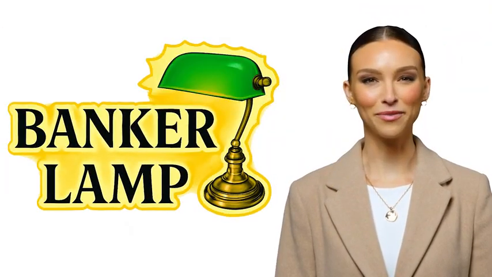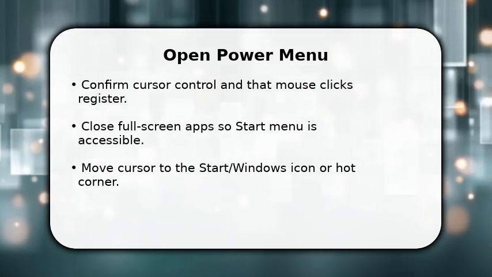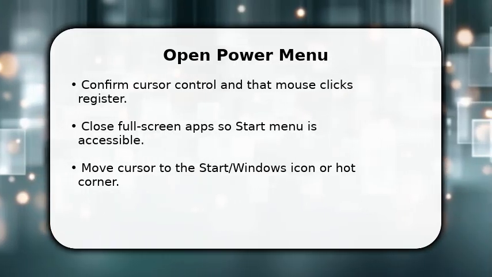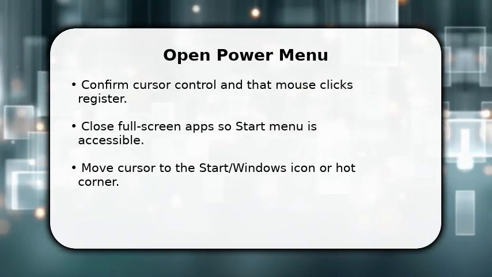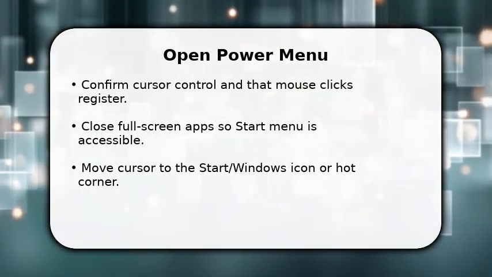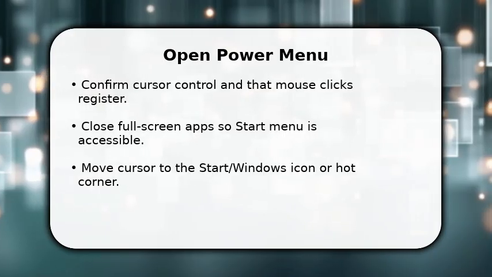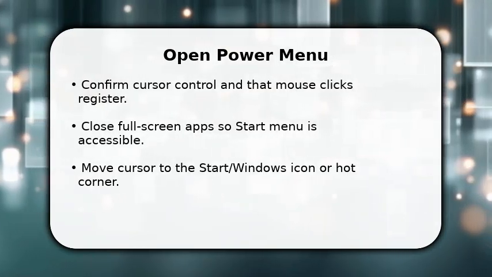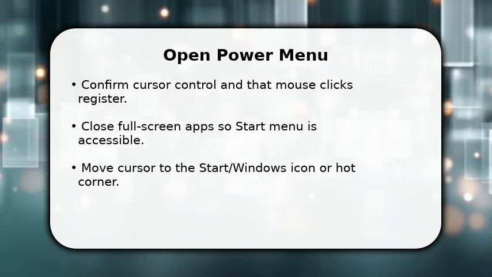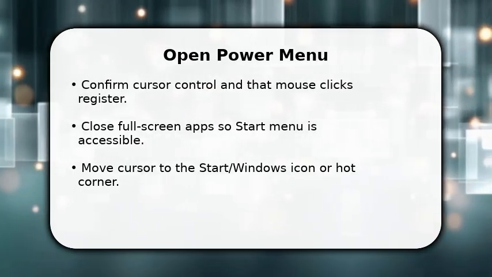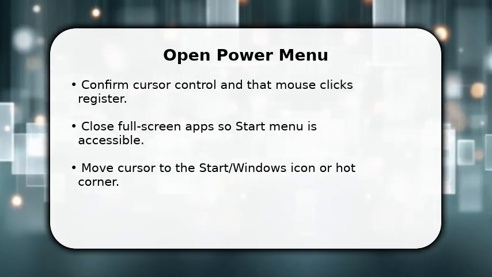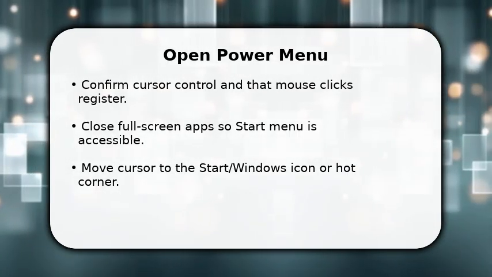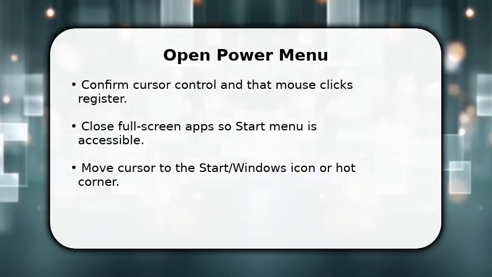Please enjoy the video. You have control of the pointer, so start by clicking the Start/Windows icon in the lower left or the hot corner. Once the menu opens, hover over or click the User/Power icon. Make sure you see the power options appear. If the Start menu is unresponsive, try a single right-click on the desktop, then left-click the Start icon again. This first action opens the path to shutdown using only mouse clicks, so don't use the keyboard yet.